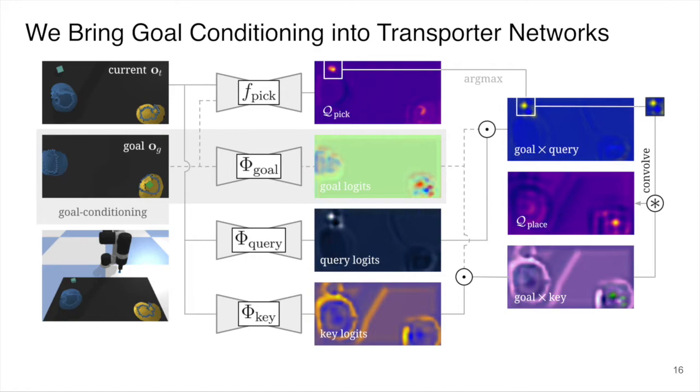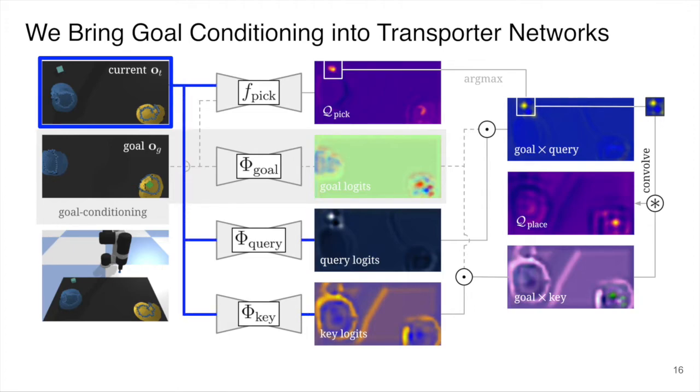So all that was prior work, and here's what we did. We brought goal conditioning into Transporter Network. That means in addition to a current image, we have to somehow process a goal image. So here's how the control flow works. The current image will be passed into 3 fully convolutional neural networks. They all have the same architecture. This is basically similar to what vanilla Transporters does. They pass the current image into a picking network to determine which spot the robot should be picking at, in addition to 2 other networks which we call query logic and key logic. Again, these are just producing deep visual features.